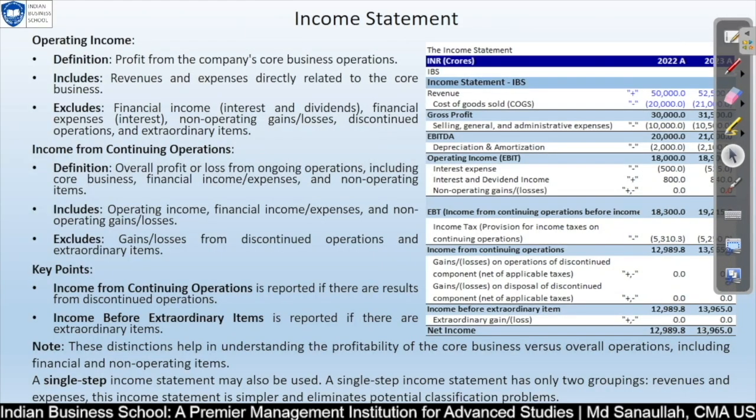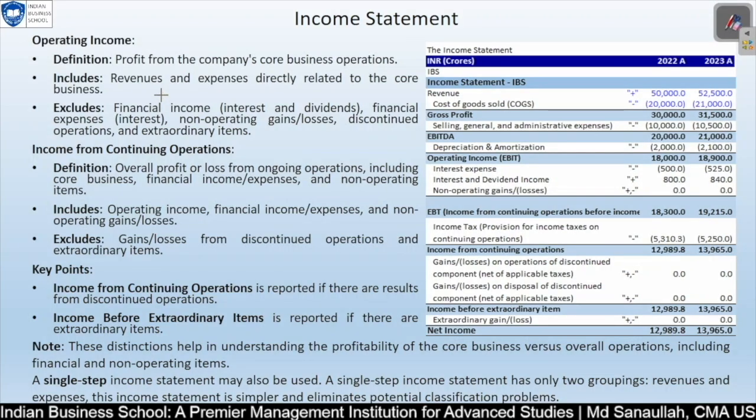Now we will understand two things with regard to operating income, its meaning and so on. First of all, we learn about the definition: the profit of a company from its core business. Core business is the main business.